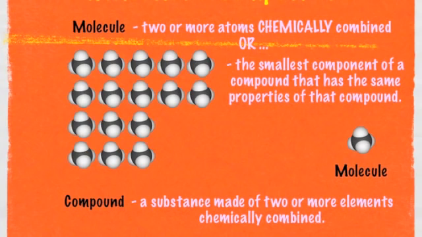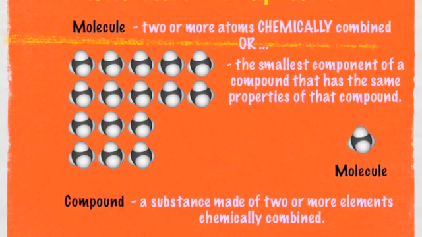That molecule that you see there on the right has the same properties, such as density, boiling point, freezing point, melting point. Whatever physical or chemical property you want to talk about, that molecule has the very same chemical and physical properties of the compound that you see on the left-hand side of the screen.